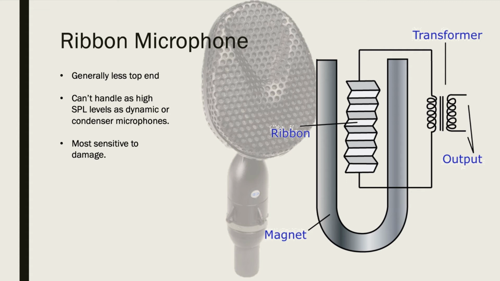Things like a really absolutely hammered snare drum, maybe not. So they can't handle as high SPL levels as dynamic or condenser microphones. They're the most sensitive to damage, and they generally have less top end, which all kind of sounds like disadvantages, but ribbon microphones are hailed for having the most, let's say, natural or transparent tonality, and it sounds quite a lot like how it did in the room.